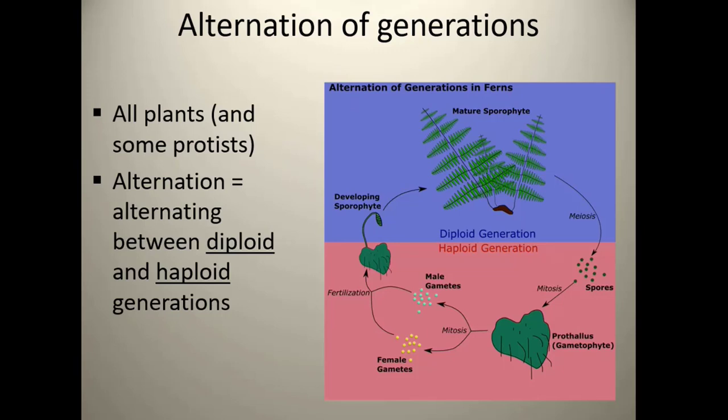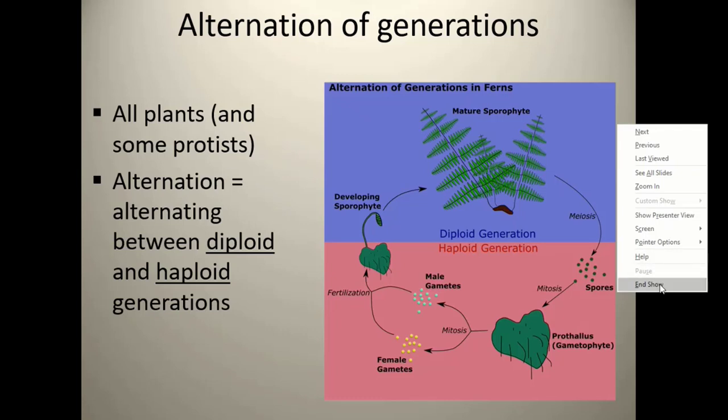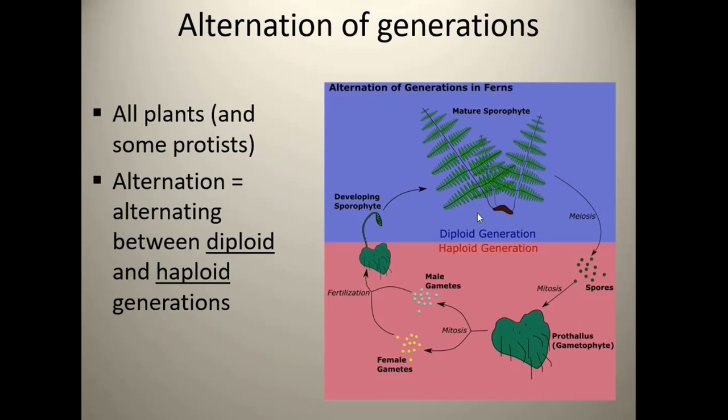So all plants and some protists alternate between the diploid and haploid generation. So for the alternation, if you have any question or you don't understand, just show me an indication, then I will go back to the preview.